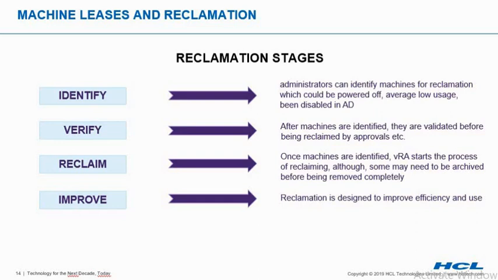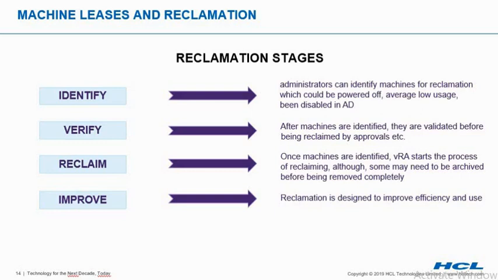Second is verify. After machines are identified, they are validated before being reclaimed. vRA uses workflows to assist customers with a process along with approval processes. The third one is reclaim. Once the machine is identified for reclamation, vRA goes through the process of reclaiming. Some machines may need to be archived before being removed completely. And the last among them is improve. That is, reclamation is designed to improve efficiency and use. The reporting and cost saving are used to manage machines in order to track and monitor the environment.